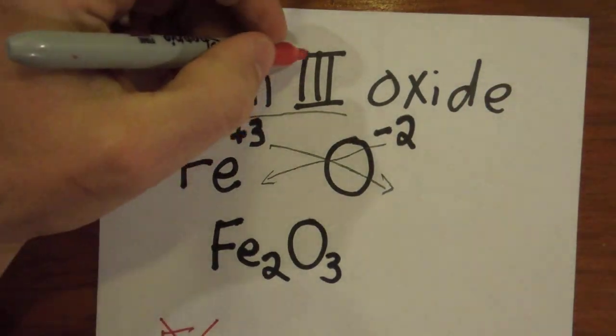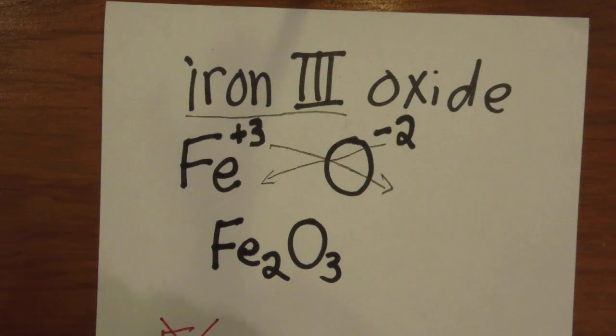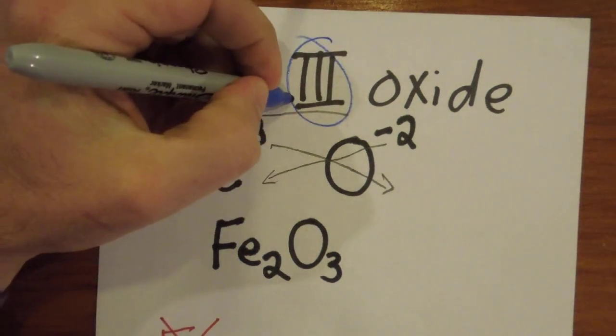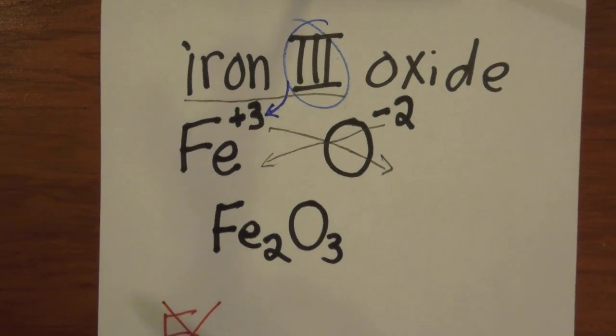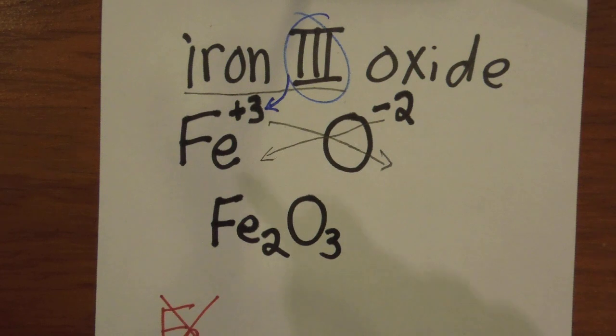So this 3 right here refers to that right there. Okay, so be very careful with what you do with those Roman numerals. It is nice to have them, though, because you don't have to go to the periodic table to look up the charge of iron 3. The charge of iron 3 is given to you right there. Isn't that wonderful?